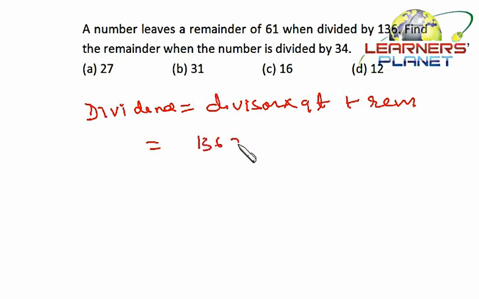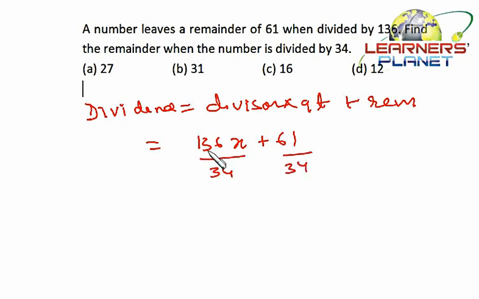Let the quotient be x, and the remainder is 61. So we have the number as 136x plus 61. Now we have to divide this particular number by 34 and find out the remainder. So let's divide.